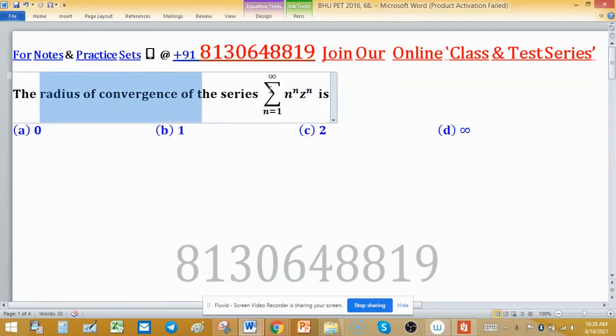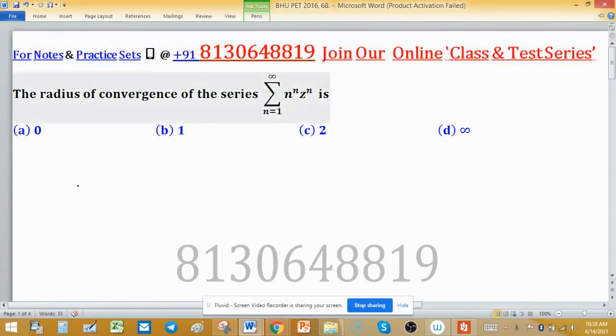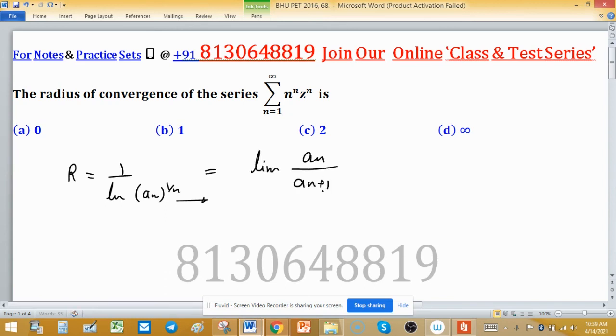To find the radius of convergence of this series, we usually have two formulas. R equals 1 upon limit of a n raised to the power 1 upon n. Sometimes this format is known as the root type format. The other is the limit of a n upon a n plus 1. This is another form of finding the radius of convergence of a power series.